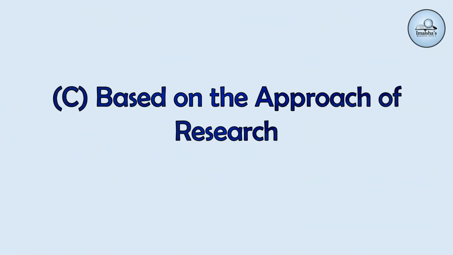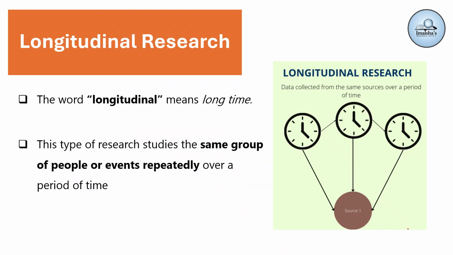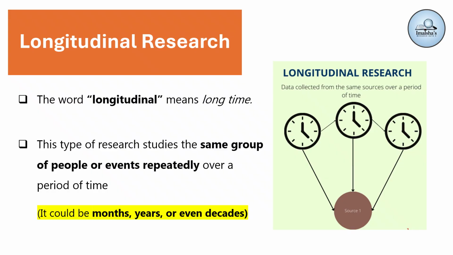Based on the approach of research. Now the third way we can classify research is based on the approach. In other words, how we study things over time. There are two main types here: longitudinal research and cross-sectional research. Longitudinal research. The word longitudinal means long time. This type of research studies the same group of people or events repeatedly over a period of time. It could be months, years, or even decades.